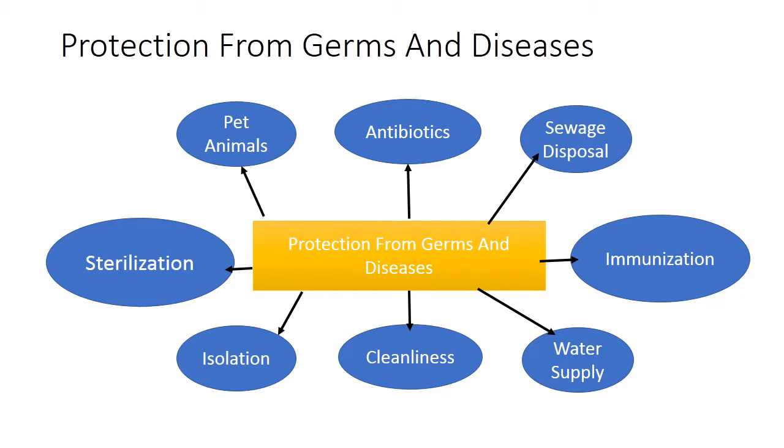Protection from germs and diseases. How can we protect ourselves from germs and diseases? We can protect ourselves by using antibiotics, by proper sewage disposal, by immunization, by keeping our water supply clean, through general cleanliness of our surroundings, by isolation. Isolation from what? Isolation from unhygienic conditions. By sterilization. Sterilization means boiling the utensils at high temperature to kill the germs. And by keeping our pet animals properly vaccinated and away from diseases.